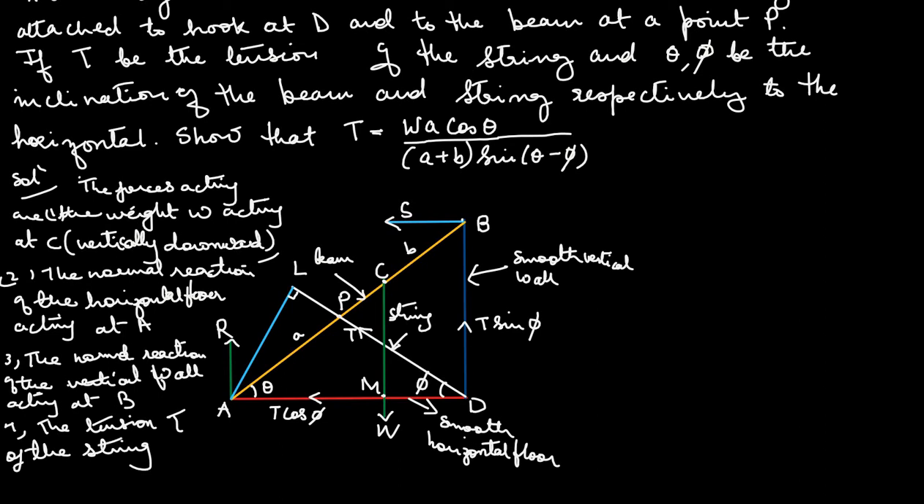So here the string LD is hooked at D, and at a point P, one end of it is hooked at D and the other end is attached to the beam at the point P. AL here is the perpendicular distance of the string.